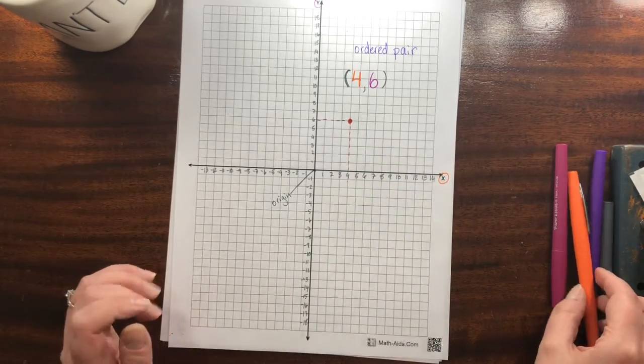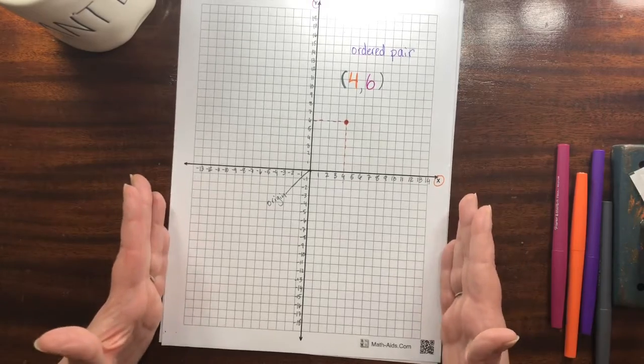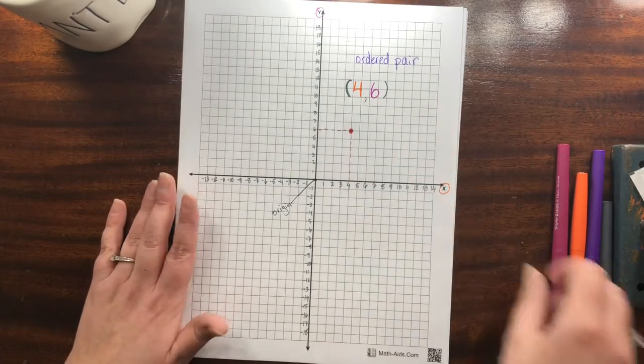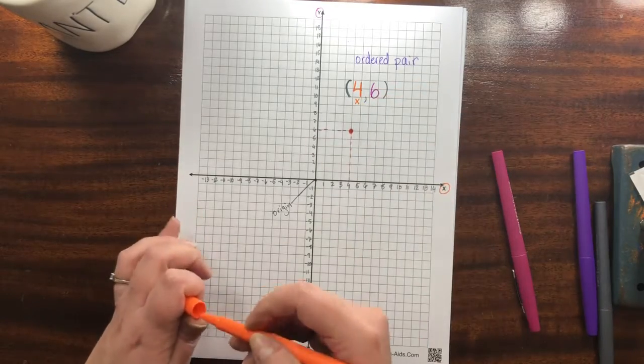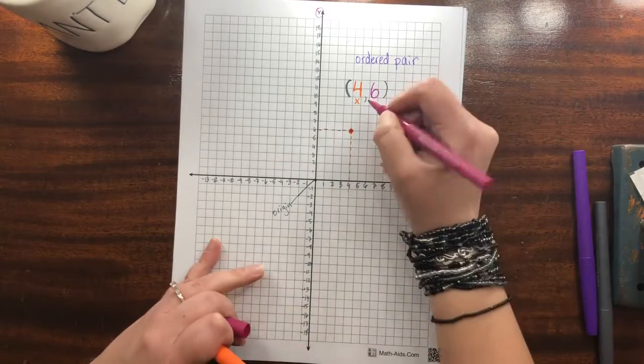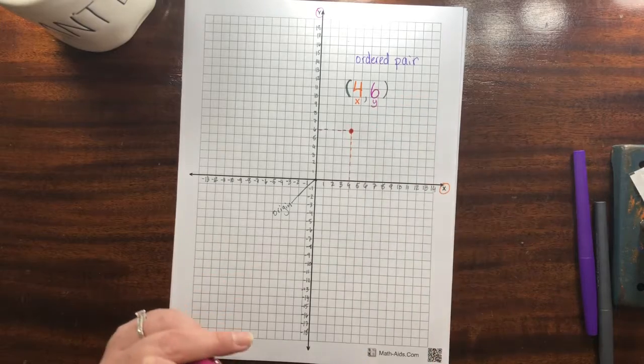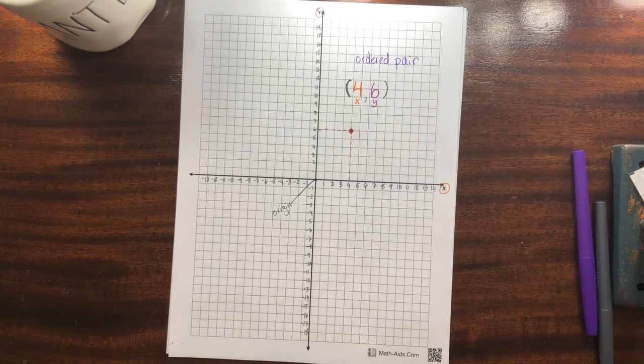Okay, so whenever we're plotting points for ordered pairs, always go X and then Y. And I'm gonna write that there, X and then Y. Okay, that's how you plot them.